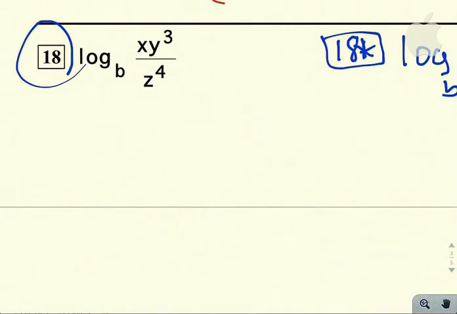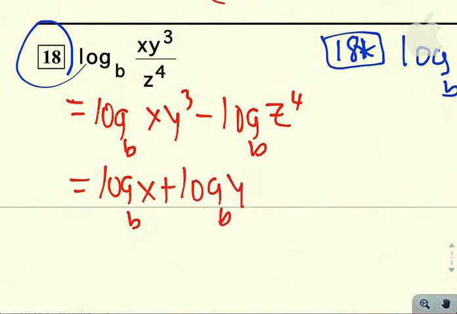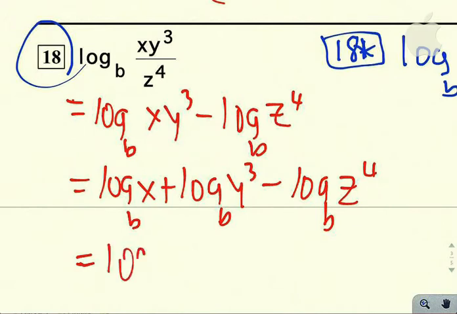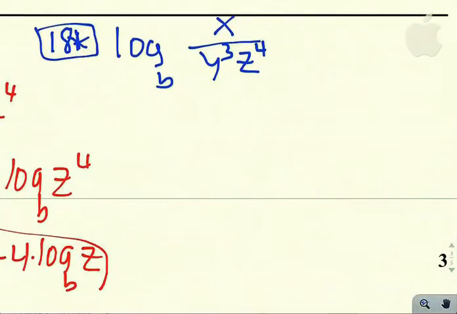Number 18 would be log to the base b of xy cubed minus log to the base b of z to the fourth, which would be log to the base b of x plus log to the base b of y cubed minus log to the base b of z to the fourth. So this would be log to the base b of x plus 3 times log to the base b of y minus 4 times log to the base b of z.